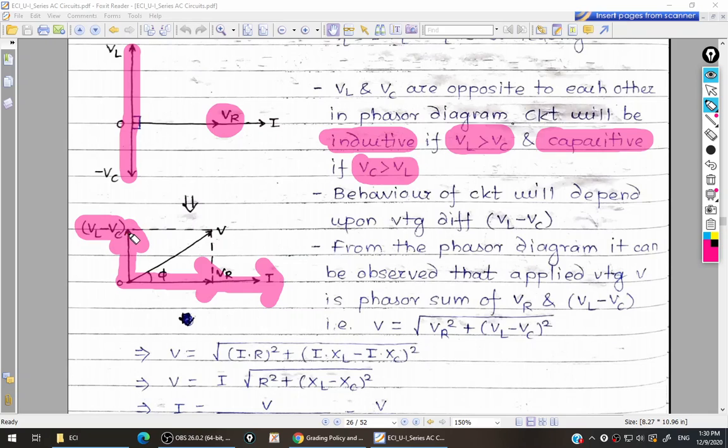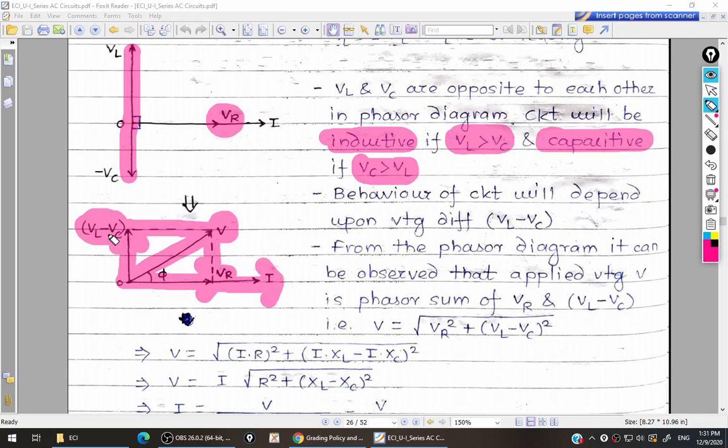Now for calculating the total voltage V, what do we have to do? From the end point of VL minus VC, we take a horizontal projection like this. From the end point of VR, we take a vertical projection like this. Whatever intersection point we get, we combine that point with the origin, and whatever phasor we get is nothing but your applied voltage V. It means your applied voltage V is the combination of VR and VL minus VC. Your total voltage will be decided by VR and the difference of VL and VC.